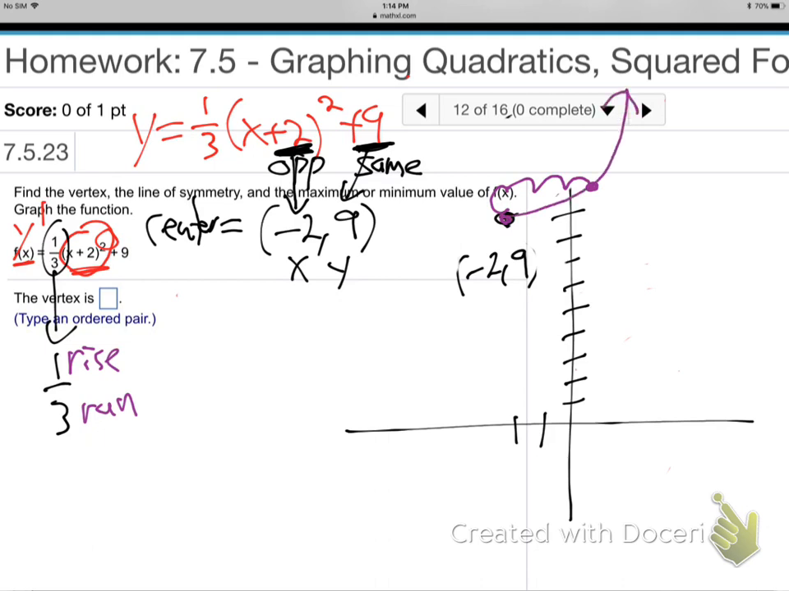Tells you exactly how wide the branch is. Does that make sense, what I did? I went up 1, over 3. Rise over run, like you would a slope, huh?